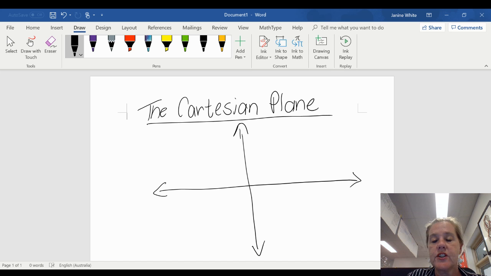Good morning, Year 6. Today we are looking at the Cartesian plane. So we have been doing integers, which means we are looking at both positive and negative numbers.